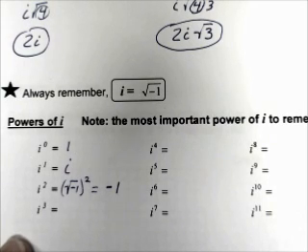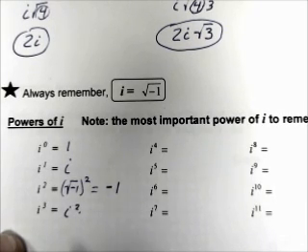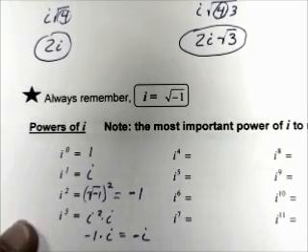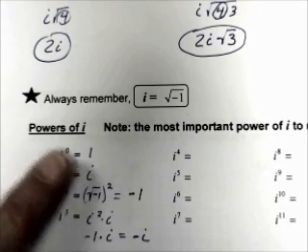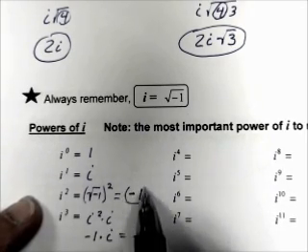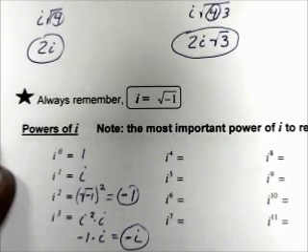Next, i cubed. i cubed can be expressed as i squared times i. And i squared is equivalent to negative 1, and negative 1 times i is negative i. It's important that you know these four. i to the 0 is 1, i to the first is i, i squared equals negative 1, and i cubed is equal to negative i. And this pattern continues.